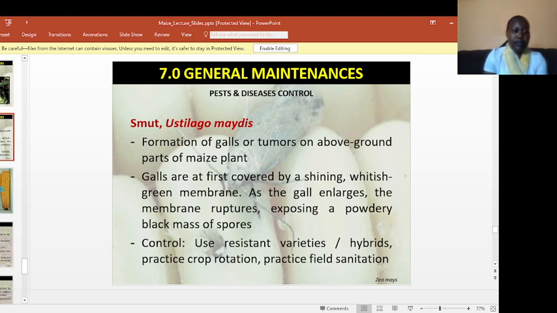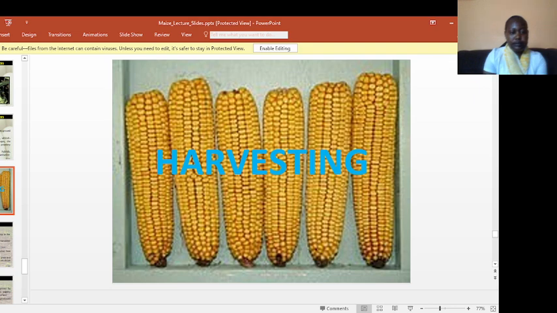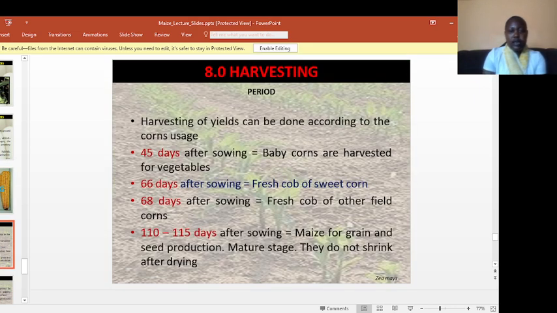We have harvesting. The period of harvesting is 45 days after sowing, depending on the type of the maize or the corn. We say harvesting can be done according to the corn's usage. 45 days after sowing, baby corns are harvested for vegetables.